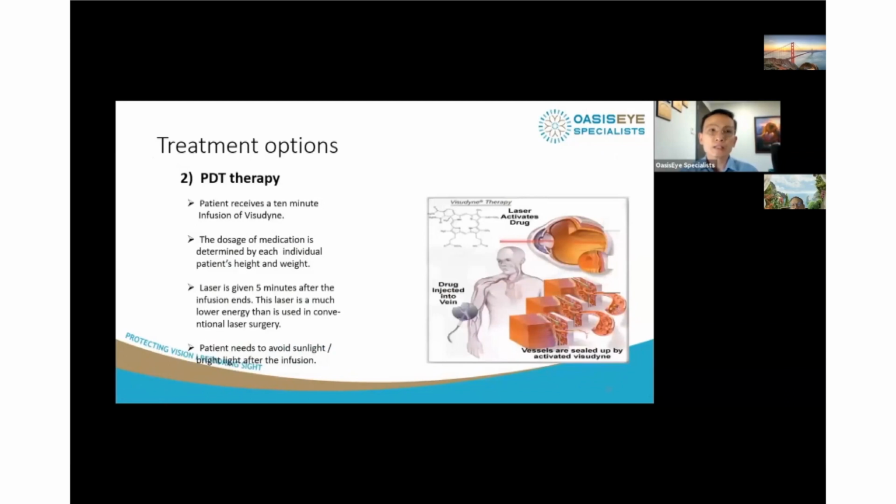Besides giving intravitreal anti-VEGF, there are other treatment options for wet AMD. There is a therapy we call PDT, or photodynamic therapy, whereby the patients will receive an infusion of a medicine we call verteporfin. This medicine will be injected into the patient's vein, and the dosage is determined according to the patient's height and weight. Then the laser will be given 5 minutes after the infusion ends, and this laser will activate the medicine and regress those abnormal vessels inside our eye.